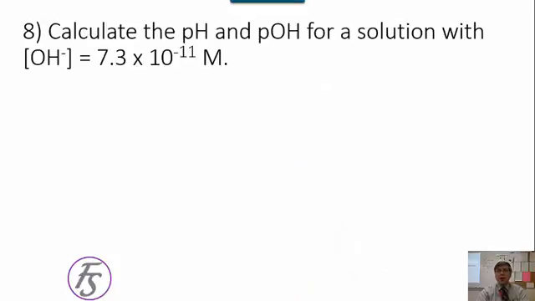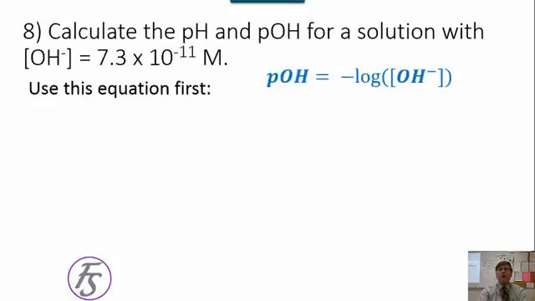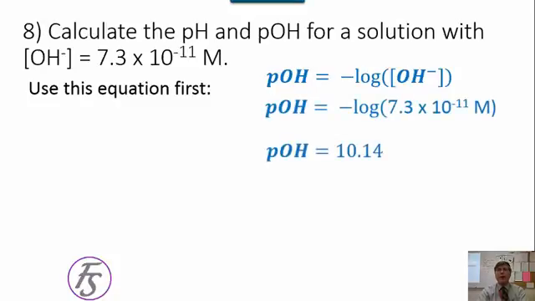Number 8, calculate the pH and the pOH for a solution with a hydroxide ion concentration of 7.3 times 10 to the negative 11. Well, if the hydroxide ion concentration is what we're looking at, that's this right here, then we're going to have to go for the pOH first. So pOH is the negative of the log of the hydroxide ion concentration, just like the other one, but we're talking about hydroxide ions instead of hydrogen ions. Substitute in our given, and very quickly we come up with 10.14 for our pOH.